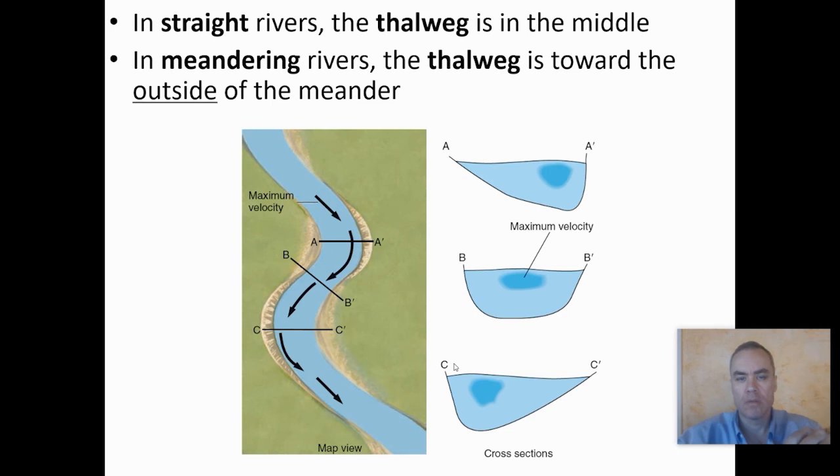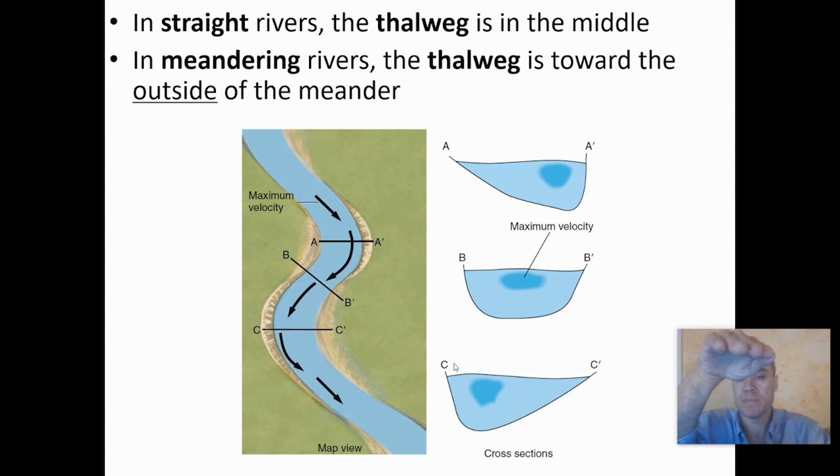So if a river is straight, then the deepest point, the thalweg, is going to be in the middle, like at point B, the middle diagram on the left. You can see the thalweg is going to be in the middle, and the fastest flow will be right above it, right in the middle at the top. That's going to be the fastest flow in the river, on a straight river.